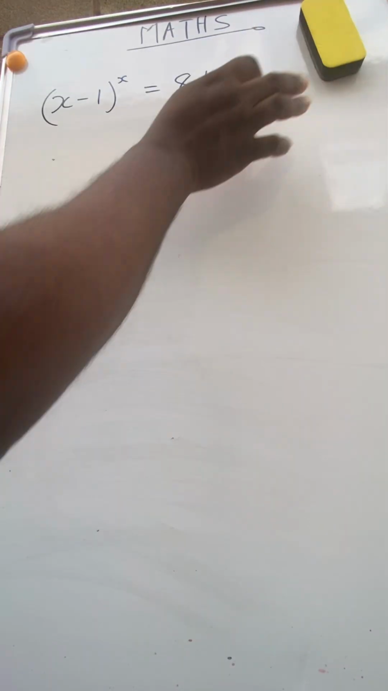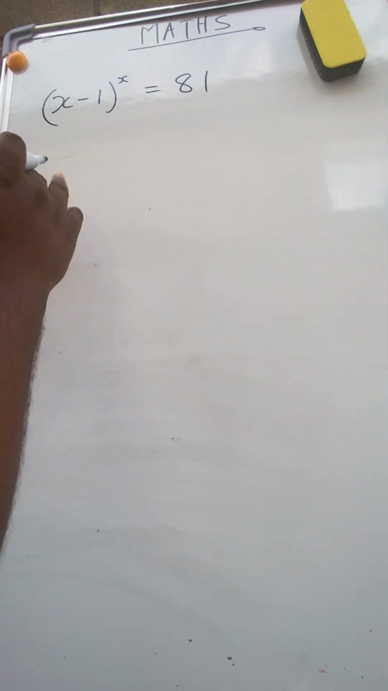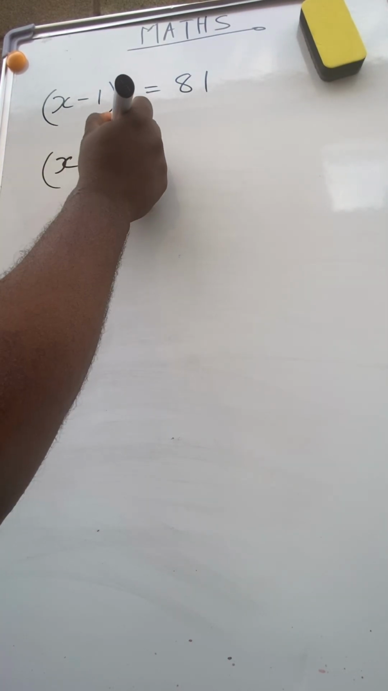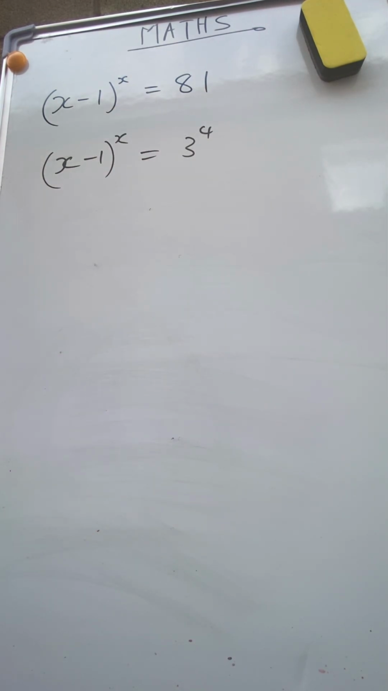Now, as a mature mind solving this question, I will not take 81 as 9 times 9. As a mature mind, what comes to my mind is (x minus 1) raised to the power of x equals 3 raised to the power of 4. I don't need to stress myself, since I know that 3 multiplied by itself 4 times is going to give me 81.